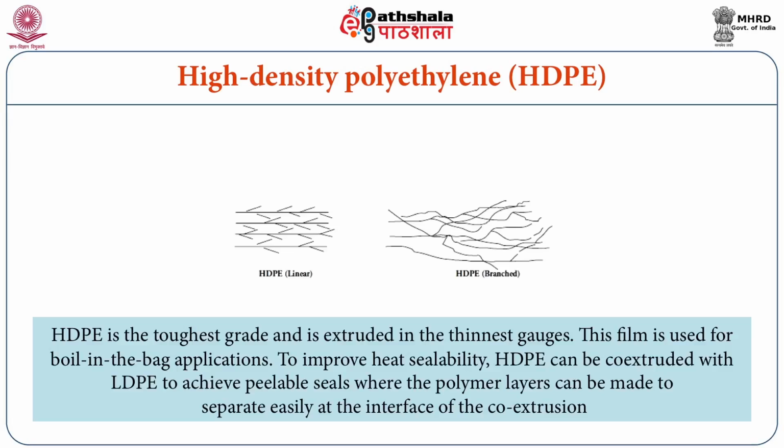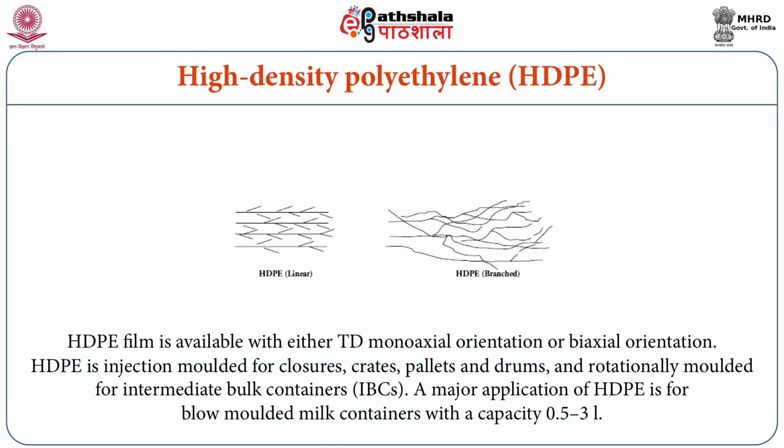HDPE is the toughest grade and is extruded in the thinnest gauges. This film is used for boil in the bag applications, and to improve the heat sealability, HDPE can be co-extruded with LDPE to achieve peelable seals where the polymer layers can be made to separate easily at the interface of the co-extrusion. HDPE film is available with either monoaxial orientation or biaxial orientation.